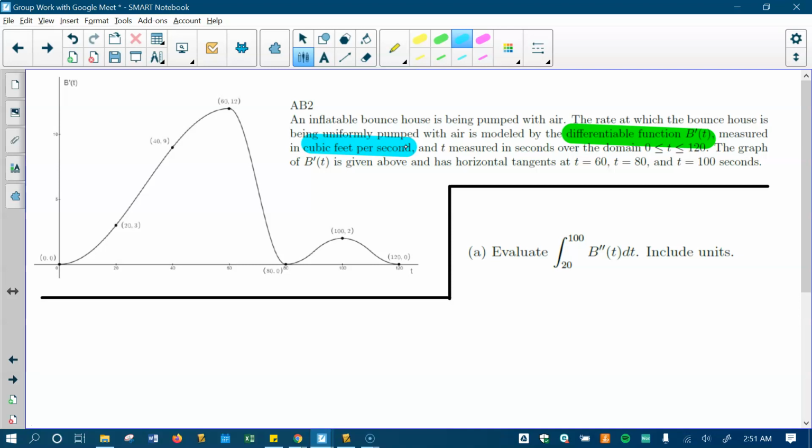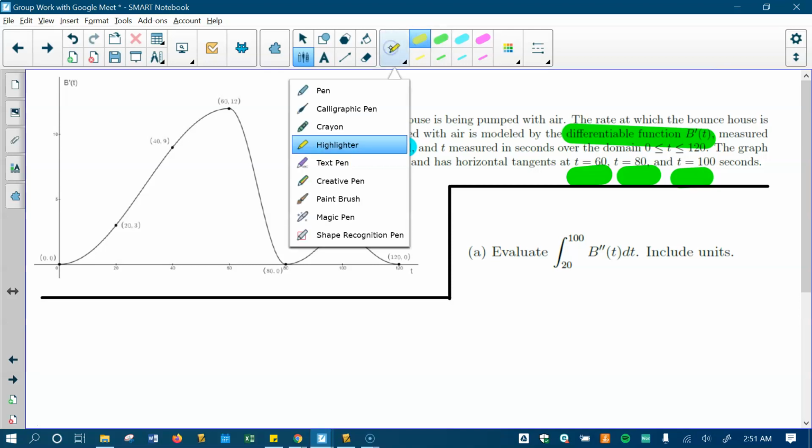The graph is given, and it has horizontal tangents at t equals 60, t equals 80, and t equals 100. That means that those are points of inflection. The reason I know those are points of inflection is because any extrema on b prime will automatically be points of inflection. So that might come in handy later on. Let's see, so evaluate this.